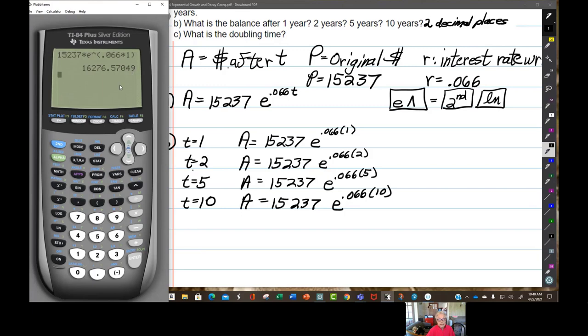But what I want to do is do this again. I'm going to hit second, enter, and that gives me a copy of this. Now what I'm going to do is hit the left arrow key once. Now the cursor is flashing over the right parenthesis. Hit the left arrow key again. Now the cursor is blinking over the 1, and I'm going to change that to a 2. And that's all I have to do. Look what I've got: 15237 times e caret left parenthesis 0.066 times 2 right parenthesis. And those are the same keystrokes that you use even with the updated operating system. Okay, enter.